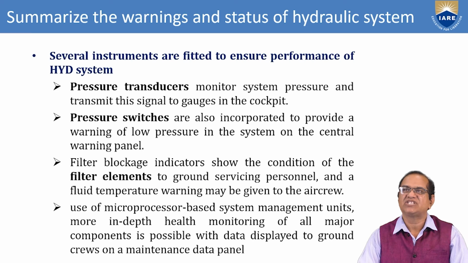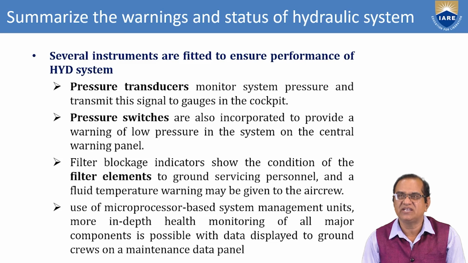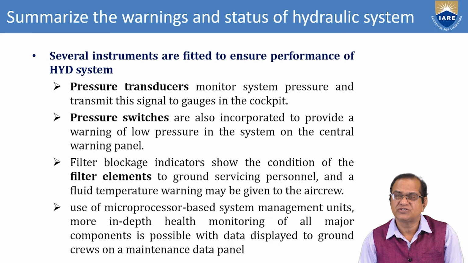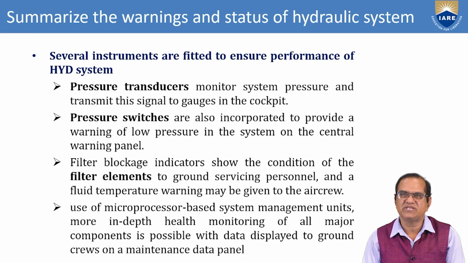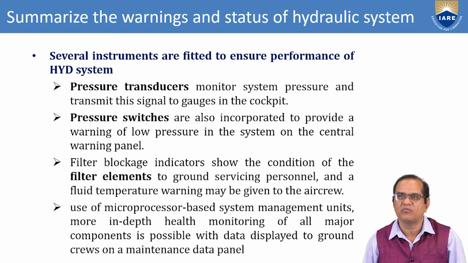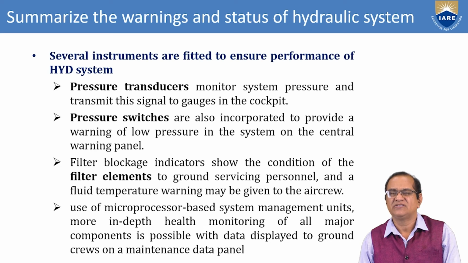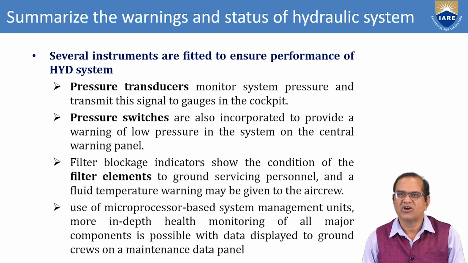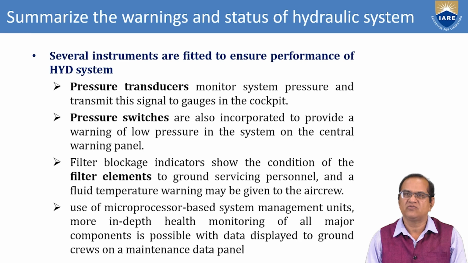Summarize the warning and status of the hydraulic system. Several instruments are fitted to ensure performance of the hydraulic system. The pressure transducer monitors the system pressure and transmits this signal to gauges in the cockpit. Pressure switches are also incorporated to provide a warning of low pressure in the system on the central warning panel. Filter blockage indicators show the condition of the filter elements to ground servicing personnel, and a fluid temperature warning may be given to air crew.